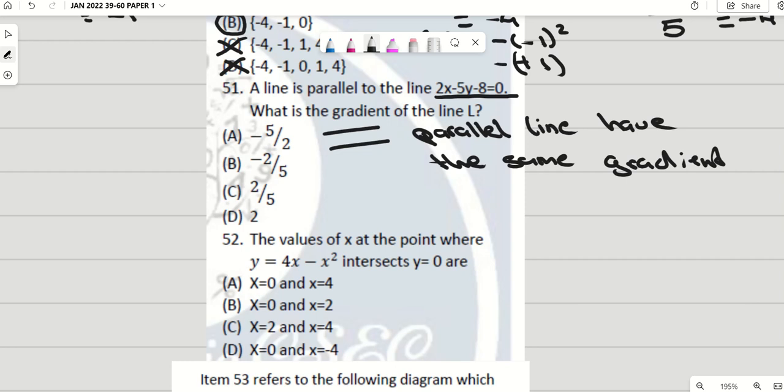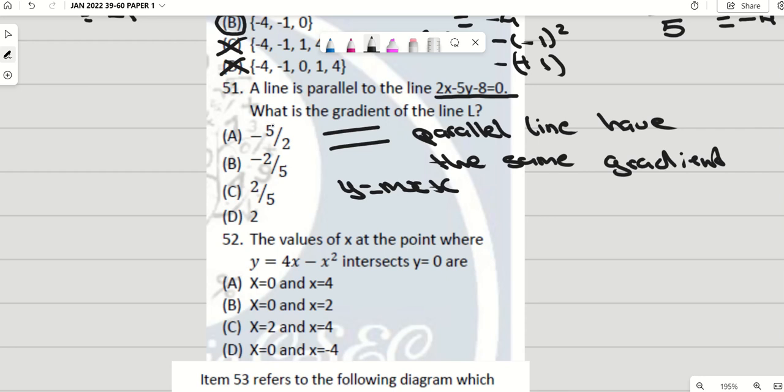If you find the gradient of that line, then you find the gradient of the line that is parallel to it. So to find the gradient of that line, you have to put it in the form y equals mx plus c. Basically, we're making y the subject of the formula, and then the coefficient of x would give you your gradient.